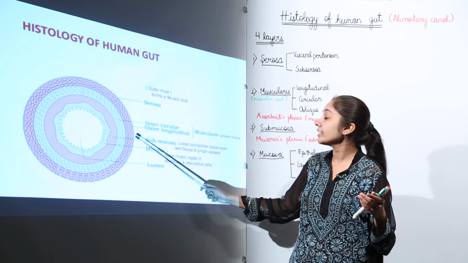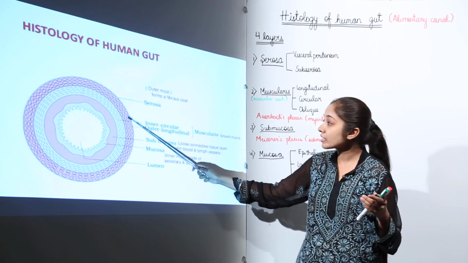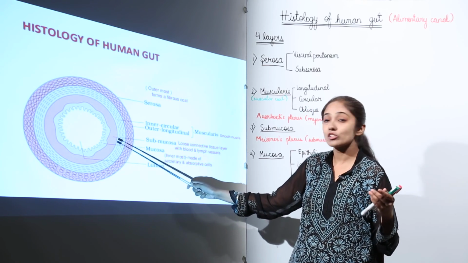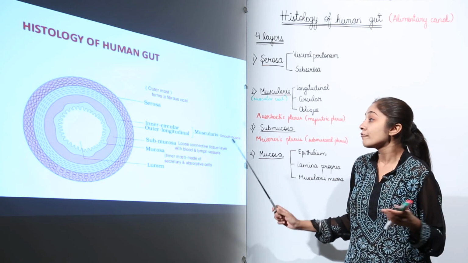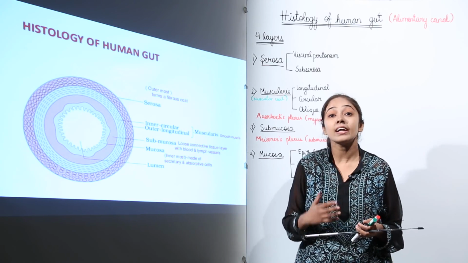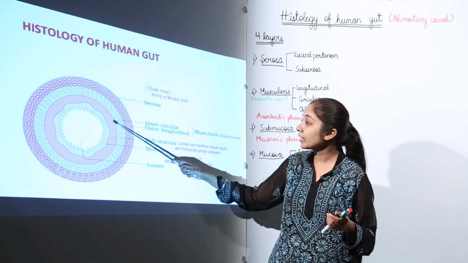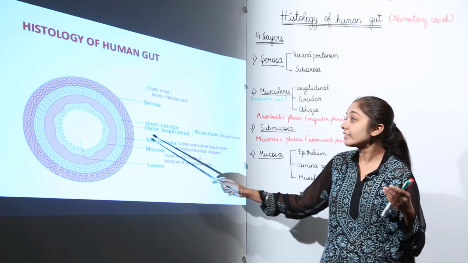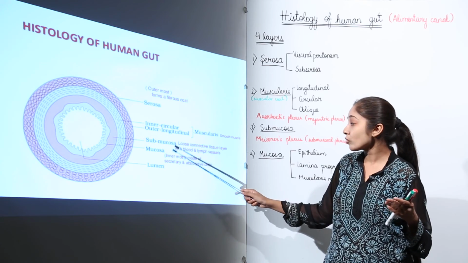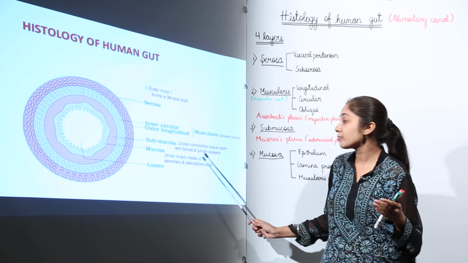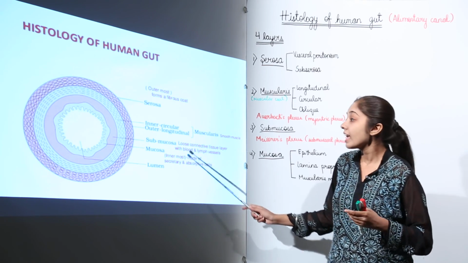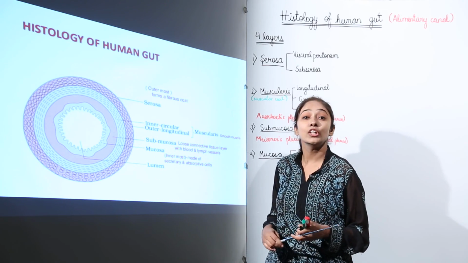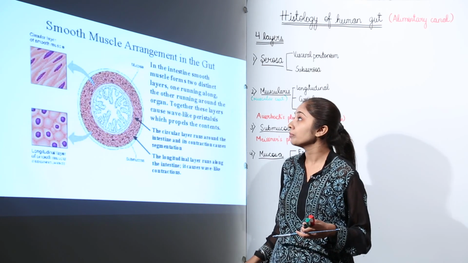Then we have the muscularis. The first layer is the longitudinal muscle layer, as you can see. Then we have a circular muscle layer. Then we have the submucosa, which is formed of loose connective tissue with blood vessels and lymph vessels. And the mucosa is the innermost layer, made up of secretory and absorptive cells, and the cavity at the center, what is this? This is the lumen. We name it lumen.